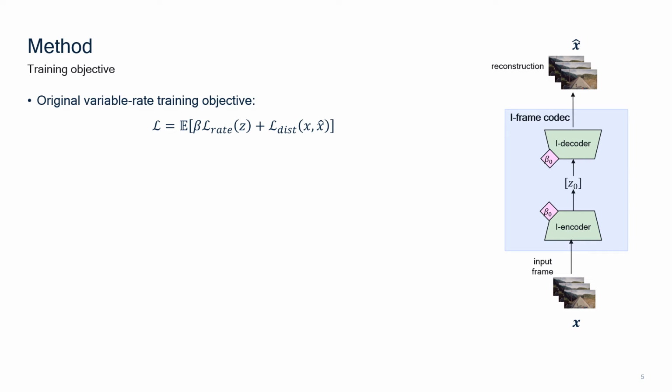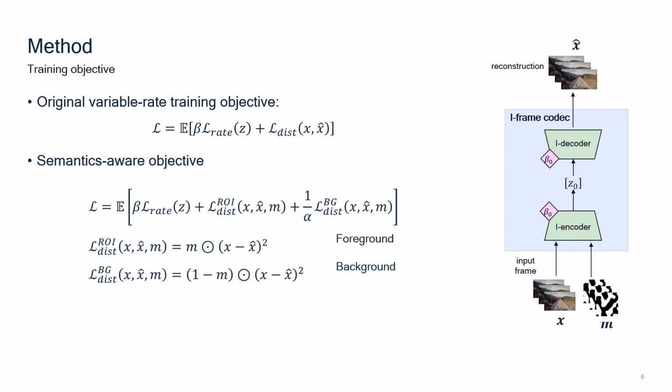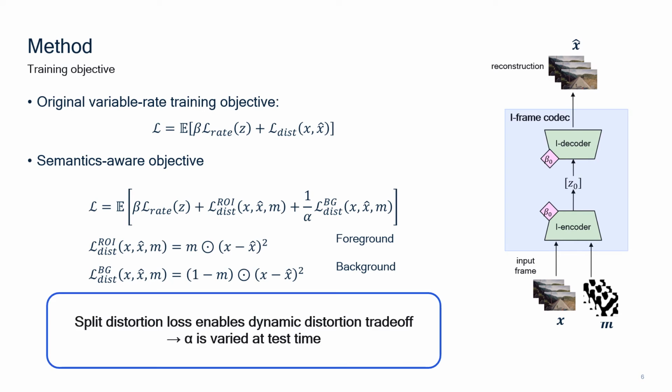Here we show an I-frame codec with input frame X encoded to produce latent Z0. The decoder generates reconstruction X hat. Our codec is conditioned on the rate tradeoff parameter beta that is also used in the training objective. We extend this objective to also reflect semantic aware coding. The encoder now accepts semantic masks as input. Distortion loss now reflects the trade-off in ROI versus non-ROI region using parameter alpha. This parameter can be sampled during training and can be varied at test time.